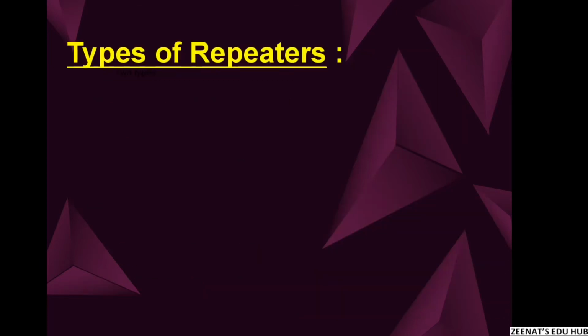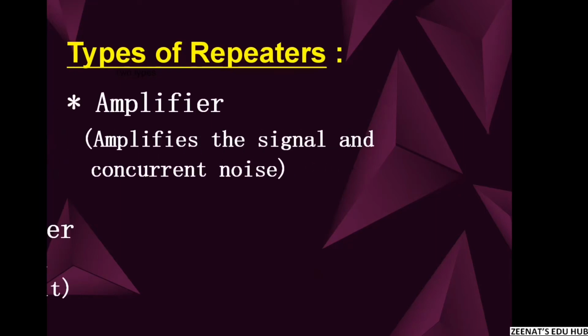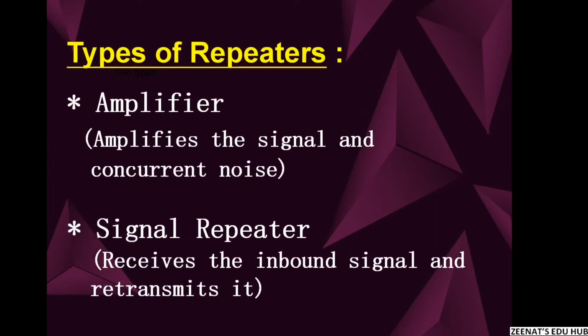There are two types of repeaters, amplifier and signal repeaters. Amplifier repeater amplifies all the incoming signals, that is both the signal and any concurrent noise, whereas signal repeater receives the inbound signal and then retransmits or rebroadcasts it as it was received from the computer that transmitted it.